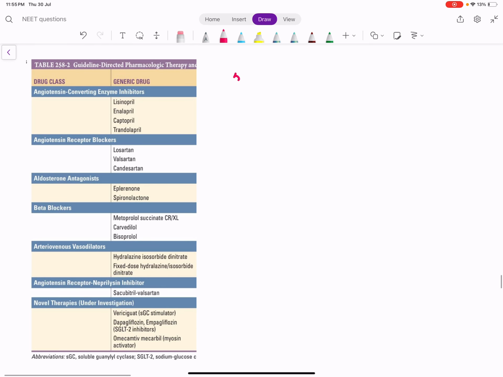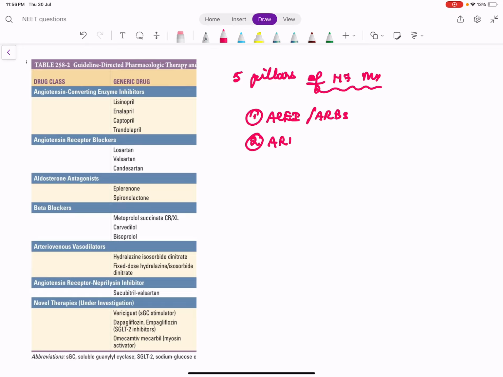What are the 5 pillars of heart failure management? So the 5 pillars are ACE inhibitors or ARBs. Usually these ARBs are combined with neprilysin inhibitors. Neprilysin is a protein which breaks down natriuretic peptides. When neprilysin is inhibited, natriuretic peptides are not broken down. So there is increased natriuretic peptides in the body which cause diuresis, which is good for the heart.